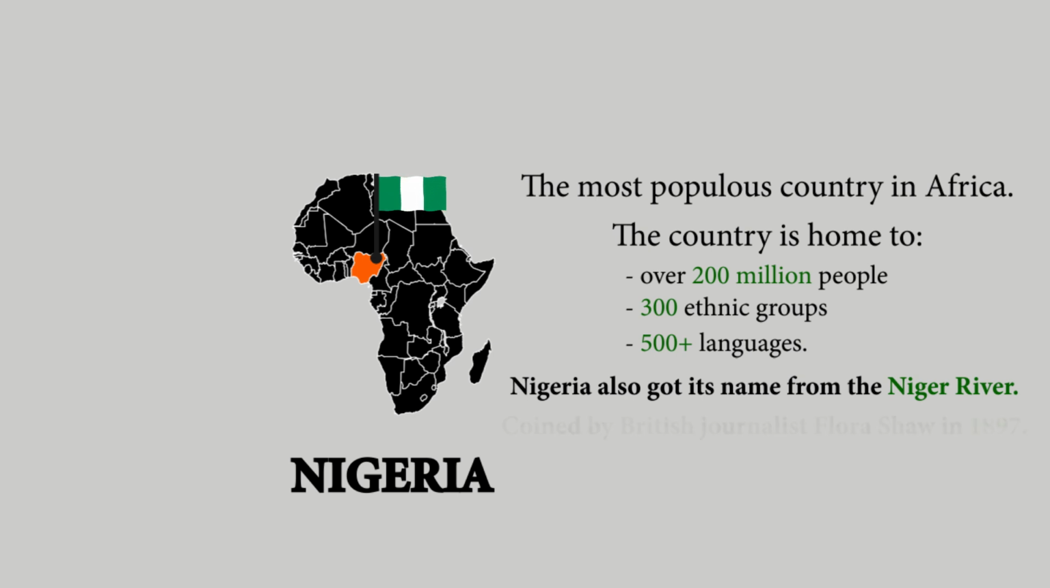The name was coined by British journalist Flora Shaw in 1897 in an essay titled Nigeria for the Times newspaper. Flora Shaw, who later became the wife of Frederick Lugard, the then High Commissioner of the Northern Nigeria Protectorate, suggested the name Nigeria because it was shorter than Royal Niger Company territories, used to represent the region at the time.